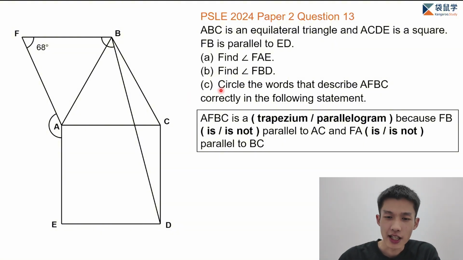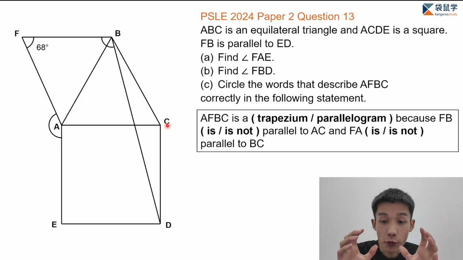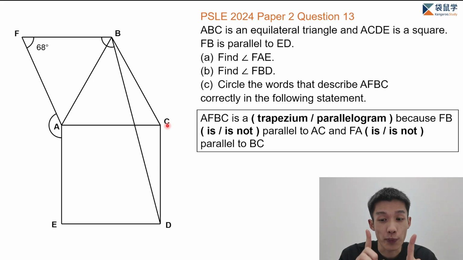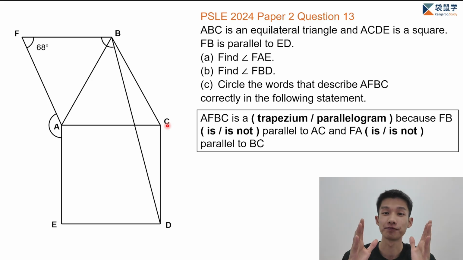And for question C, circle the words that describe AFBC correctly for the following statement. AFBC is a trapezium or parallelogram because FB is or is not parallel to AC, or FA is parallel to BC or not. So we try to prove whether it's parallel or not to identify whether it is a trapezium or parallelogram, and that is actually the mindset of proving.